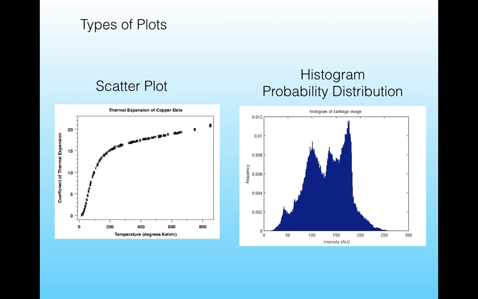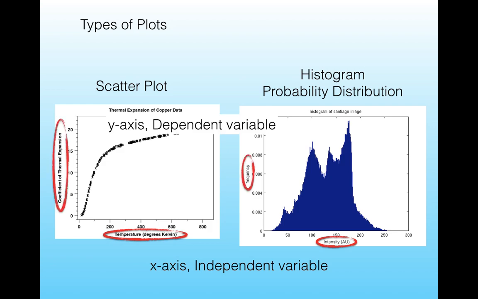In a probability distribution, the x-axis is the variable that you're interested in, and the y-axis is the frequency or the probability of that particular variable coming up. In this case, it's intensity of an image, and then the y-axis shows you the frequency. As you know, the x-axis is where we plot the independent variable, and the y-axis is where we plot the dependent variable, as I just said.